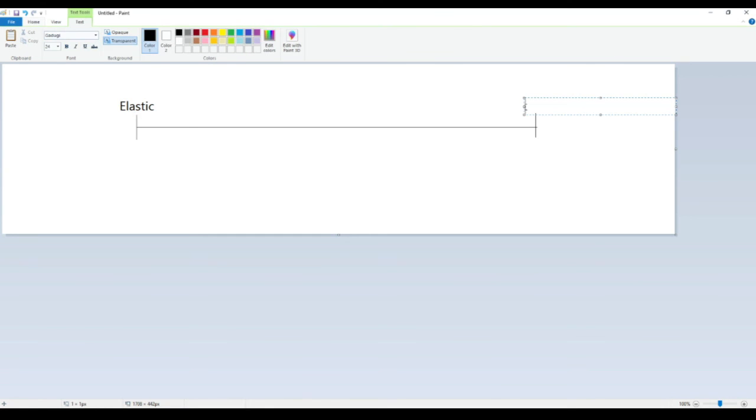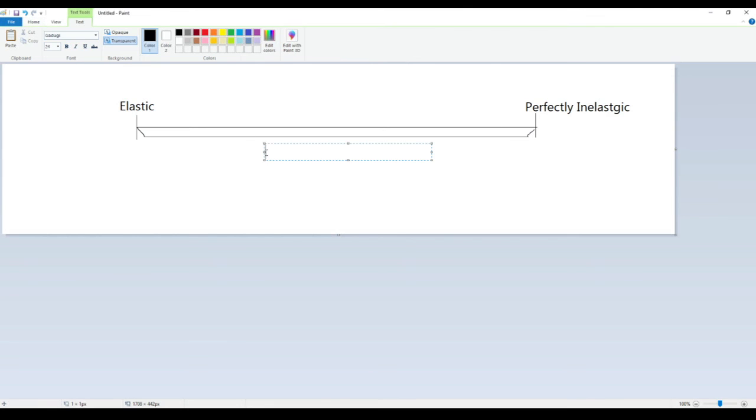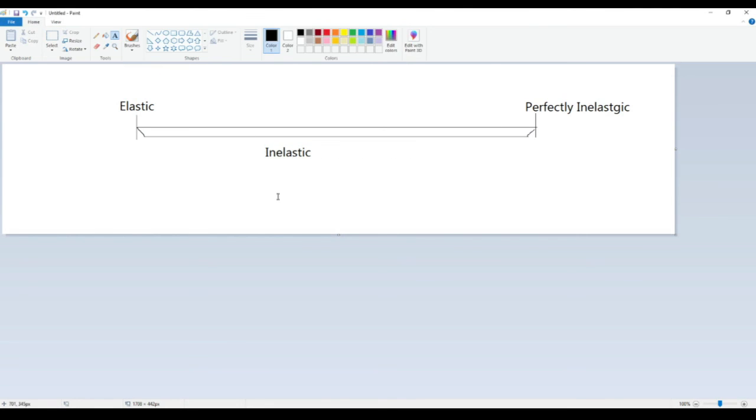So you have elastic over there, and then you have perfectly inelastic. All right, and then in the middle, basically being anywhere that's not elastic and not perfectly inelastic is inelastic. So this is one end, this is the other end. The rest is considered inelastic.